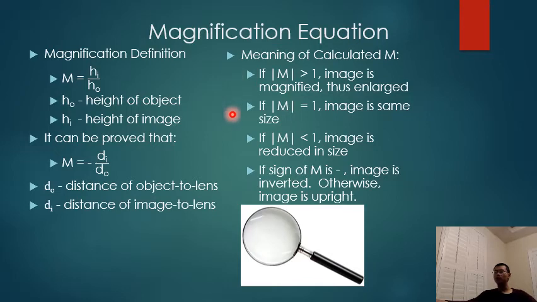If the magnitude of m equals 1, the image is the same size as the object. If the magnitude of m is less than 1, the image is reduced in size. If the sign of m is negative, the image is inverted. Otherwise, the image is upright.